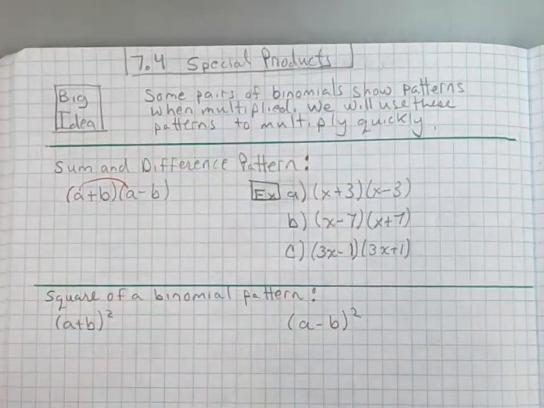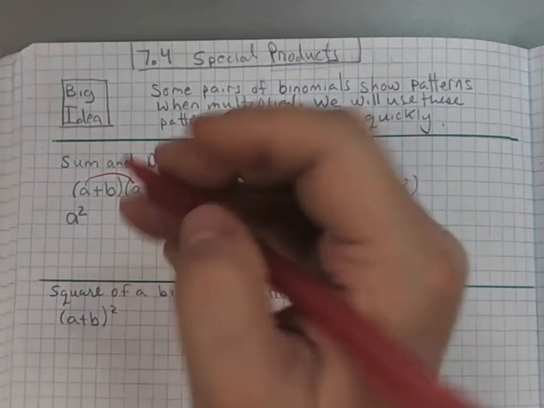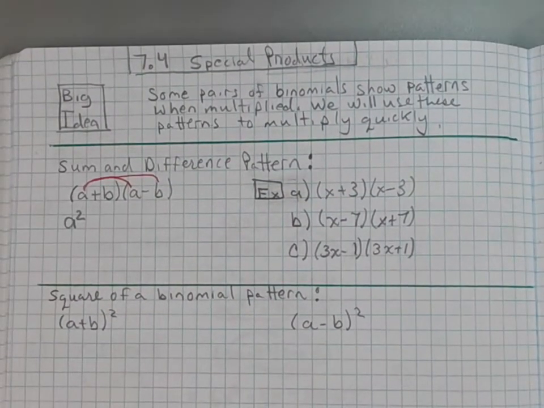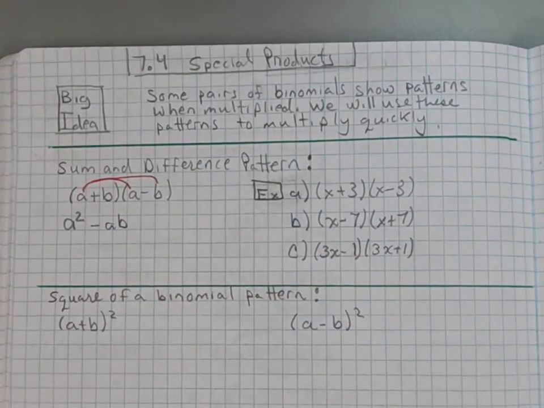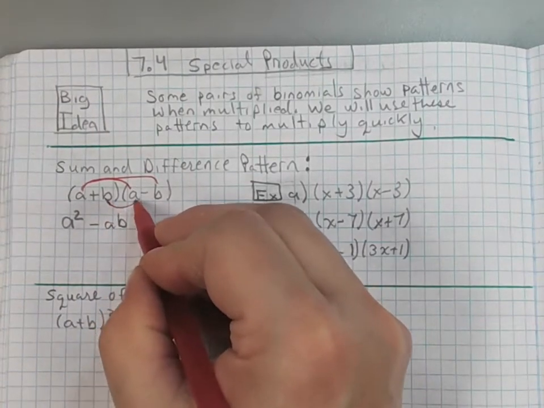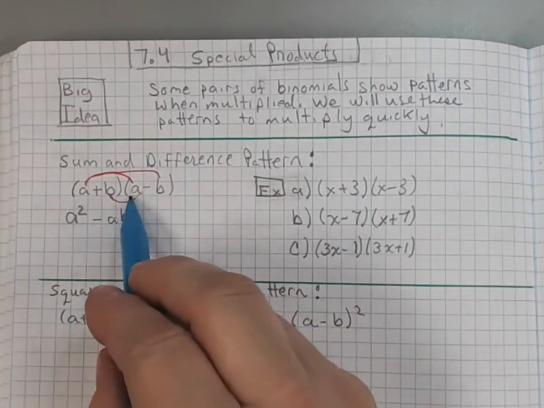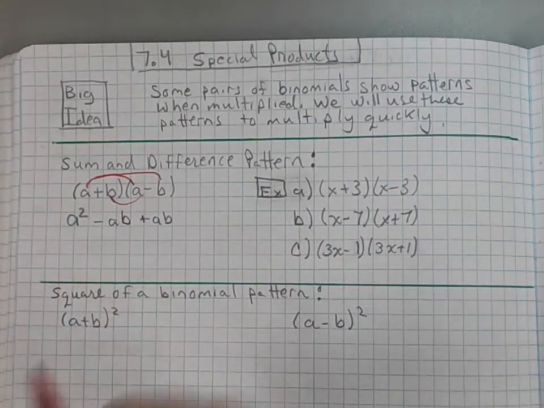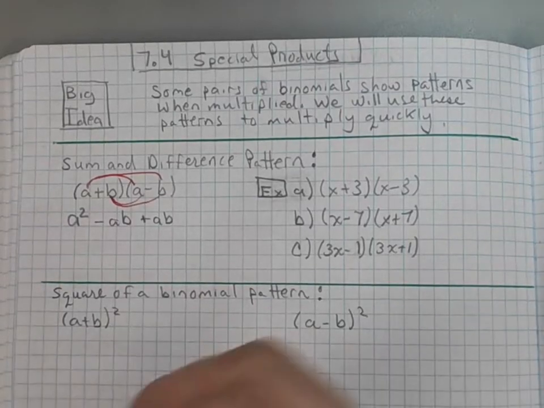So a times a, a squared. And then we'll do a times negative b. That's negative ab. All right, now we multiply the b in the first polynomial times each of the terms in the second. B times a, and both are positive, so plus ab. And then finally, positive b times negative b is negative b squared.